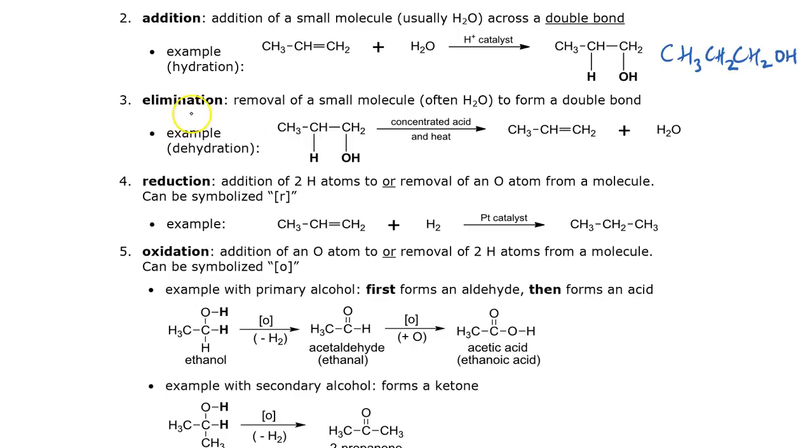Elimination is, in this case, the exact opposite of the addition, where you start with something that already has an H and an OH. You remove a small molecule to form a double bond. And here's something you may not have seen before. We have catalysts or reaction conditions just written over or underneath the reaction arrow.